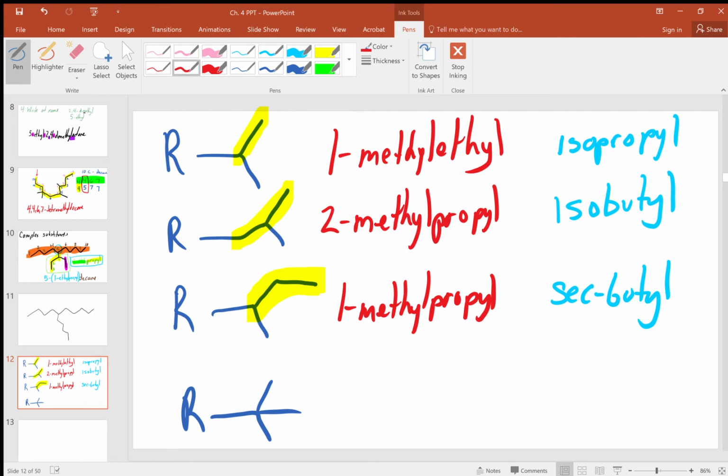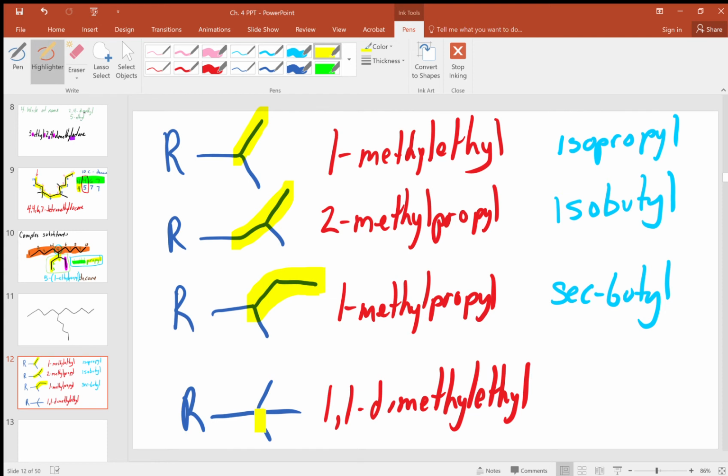And finally, our fourth one of these is 1,1-dimethylethyl, because there are 2 methyl groups attached to the first carbon of the ethyl group. This one is more commonly known as tert-butyl.